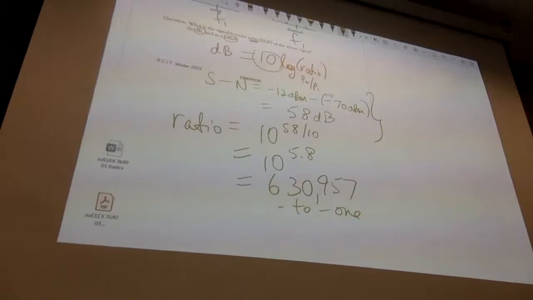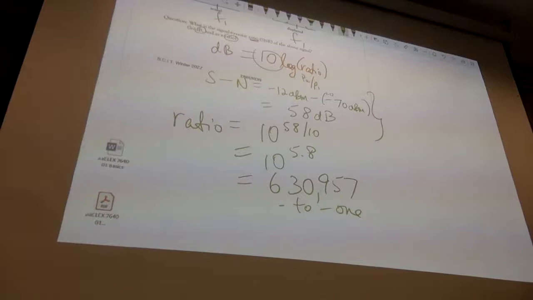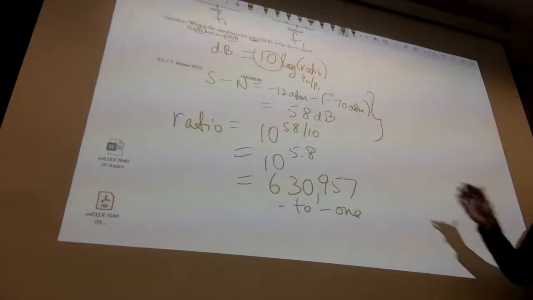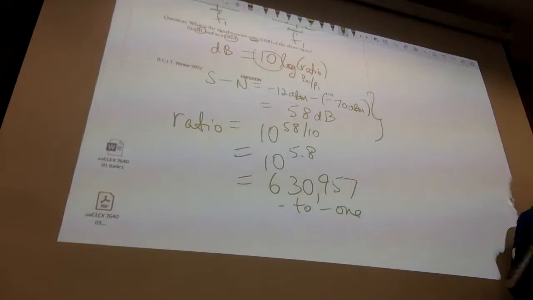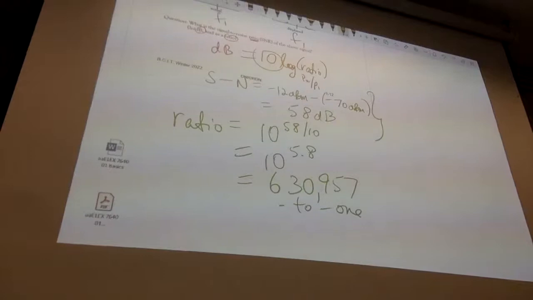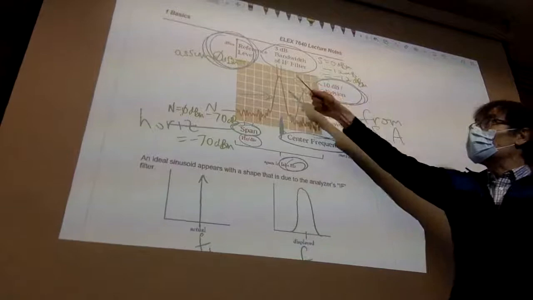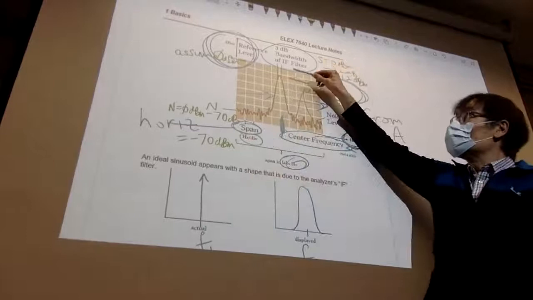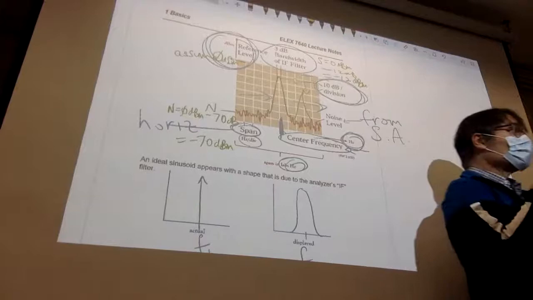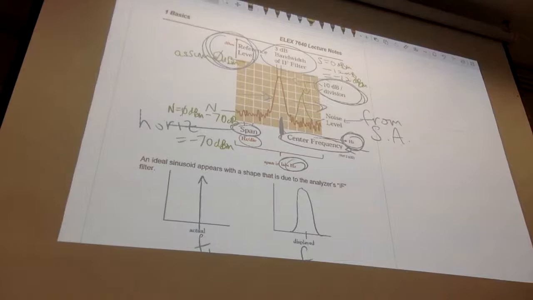Good question. The answer there is it's 630,957 to 1, not 1 million, right? Because we're not doing dBm, so it's not a power over 1 milliwatt. We know that on the screen, the y-axis is calibrated in some power. It doesn't actually matter what it is. We're just taking the ratio of that tip to that average. There's no dBm's or anything to worry about in the ratio. That's just the ratio. Sometimes you can call it a linear ratio to get it away from the word logarithm.